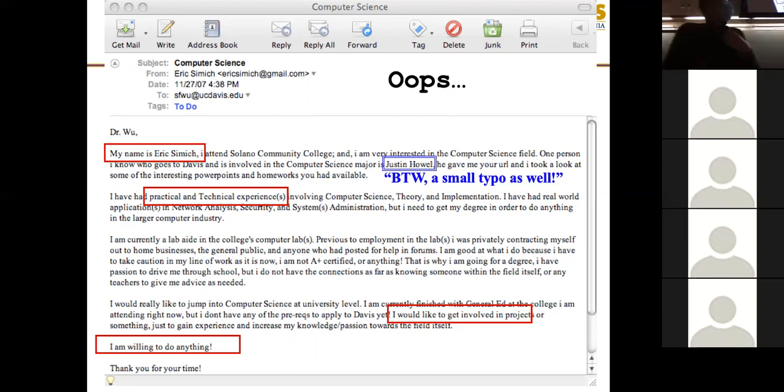if, say, the same person, Eric Schmidt, sent this email to me but didn't mention that relationship with Justin Howell, and I never paid attention to that. What makes these two emails different, with and without that particular sentence mentioning Justin Howell, assuming I take it out? What's the difference?